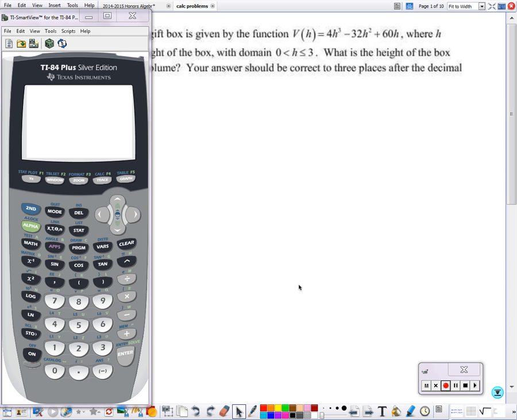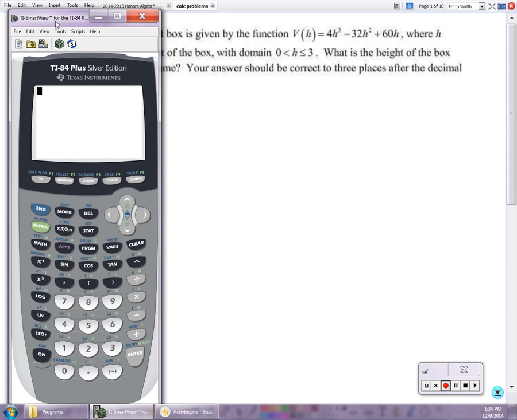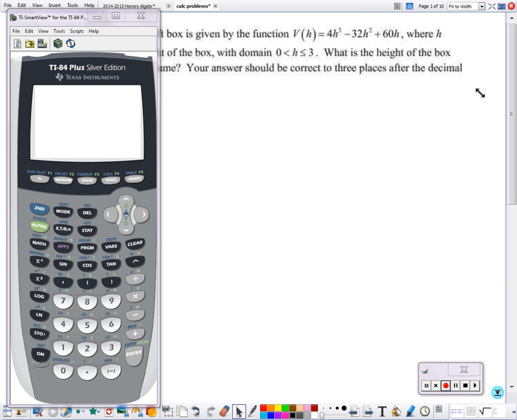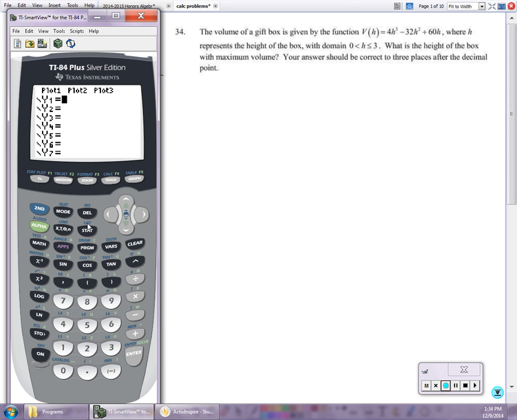This video is going to cover all of the calculator problems in the exam review packet. So we're going to start with number 34. To use the calculator, I'm going to hit the y equals button and type the equation the problem provides. And then I'm going to graph it.